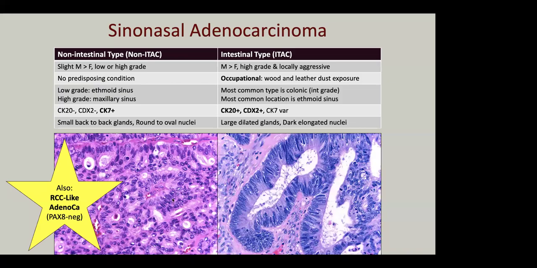Non-intestinal type is more nondescript, kind of these back-to-back cribriform glands with CK7 expression only. There is a subtype of non-intestinal type sinonasal adenocarcinoma that's actually renal cell carcinoma-like adenocarcinoma. It looks like clear cell RCC, but is Pax8 negative, which is a good discriminator from a potential metastatic RCC to the sinuses.